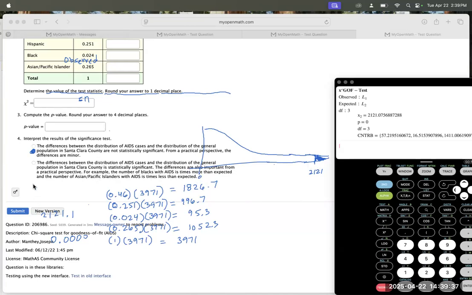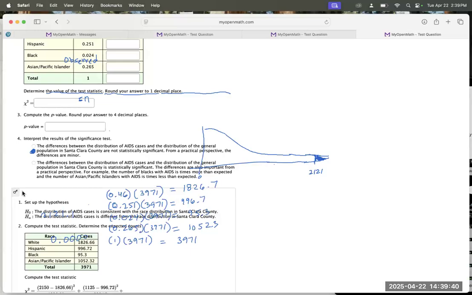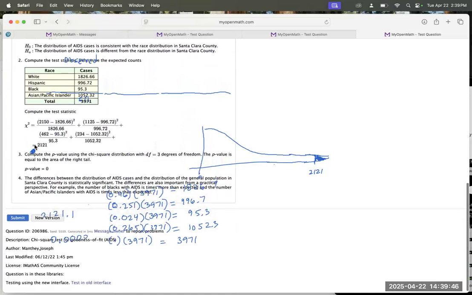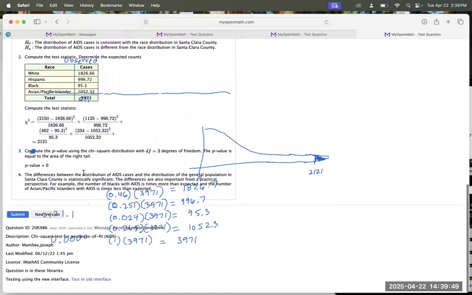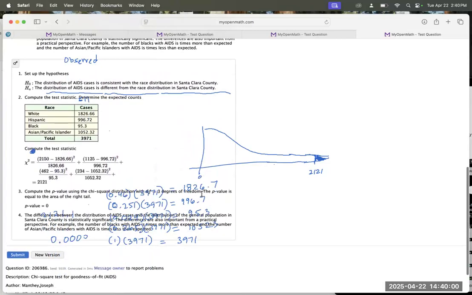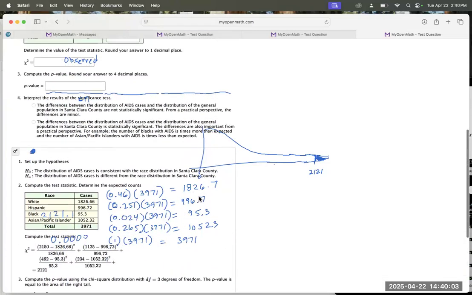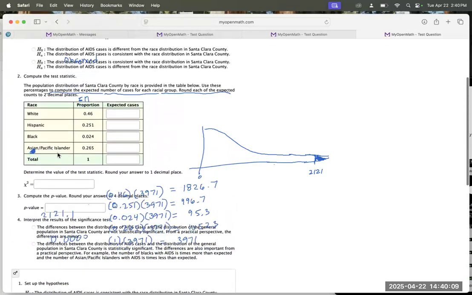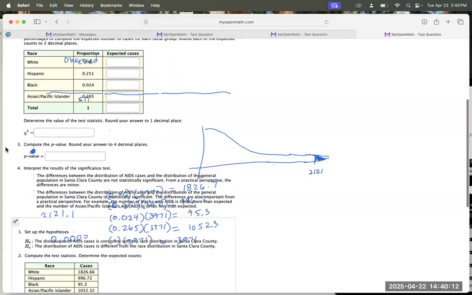I can just double check the answer. Yeah, see the value is 2121, the p-value is 0, and the differences between the AIDS cases and the population are statistically significant. The differences are also important for practical information. So there we go, there is our test. The second one is the one that we wanted to choose here, because the distributions are different.